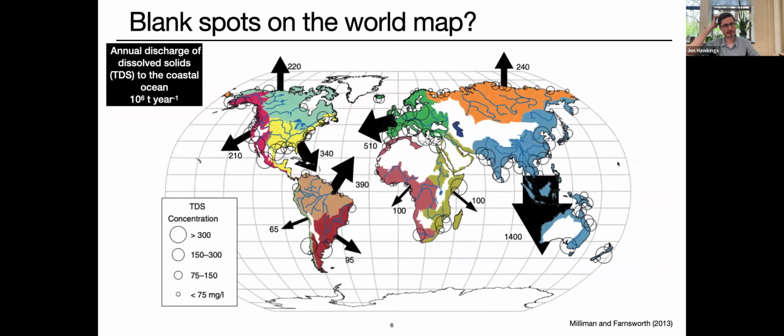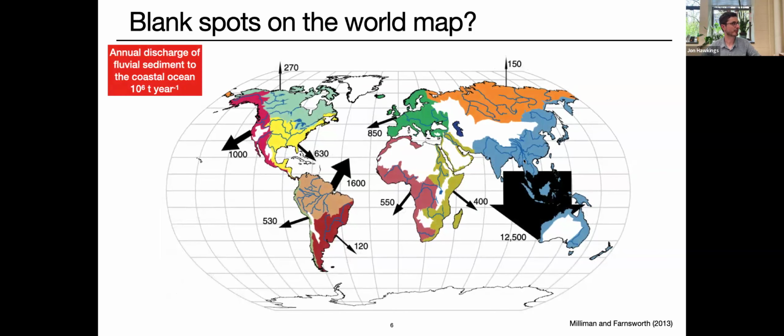So we know very little about these environments in terms of biogeochemistry, and that's why largely they've been left as blank spots on maps of budgets when it comes to dissolved solids in this case, but write any element you want or any nutrient you want, and they're still blank spots. And the same goes for things like fluvial sediment discharge into the oceans.